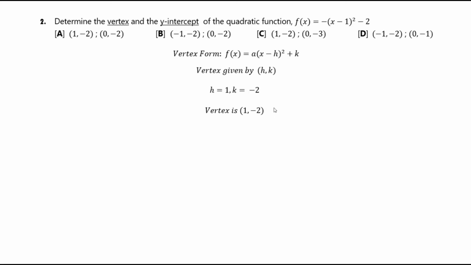That takes care of the vertex. So now you need to find the y-intercept. So to find the y-intercept, you're going to set x to 0. So you're going to replace every single x in the function with 0. So this is what we're going to do. So now x is 0, so we have 0 minus 1 on the inside of the parentheses, and 0 minus 1 is negative 1. Negative 1 squared is positive 1, and therefore we got a negative on the outside, so it makes a negative 1. Negative 1 minus 2 is negative 3. So the answer in this particular problem is C. The vertex is 1, negative 2, and the y-intercept is 0, negative 3.